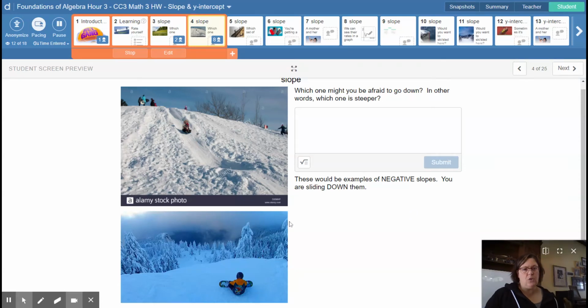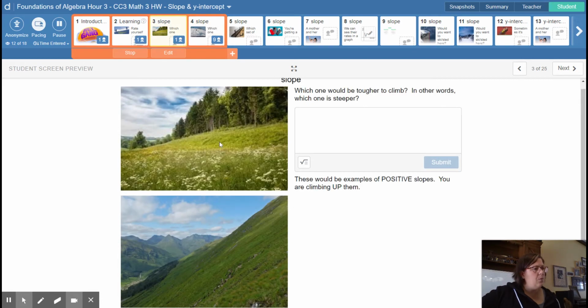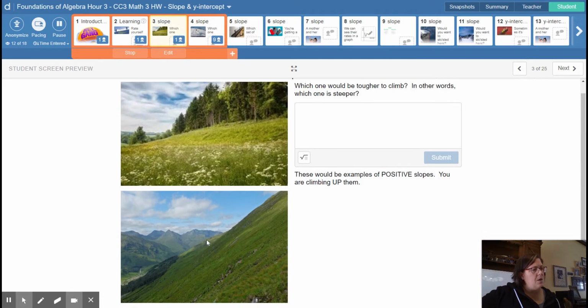I forgot to record my 2 lessons this morning, so we're going to start here. Again, I'm just going to put slide 3 up here. We talked about the fact that the second one would be tougher to climb because it's a little steeper.